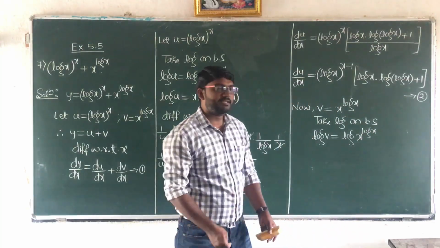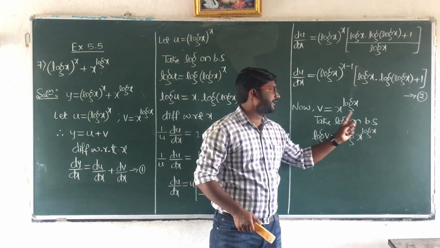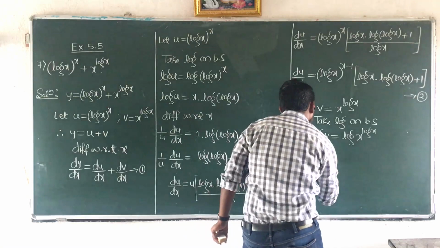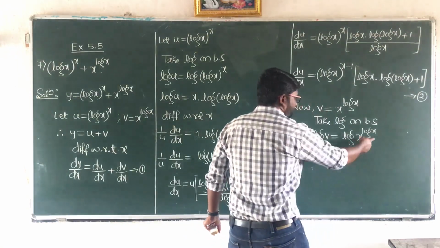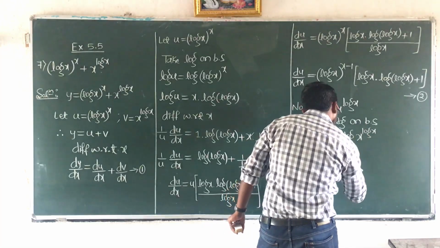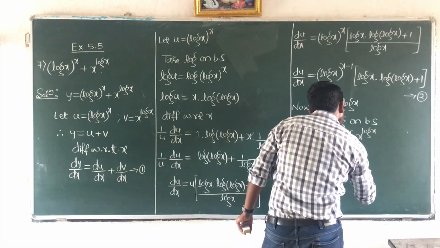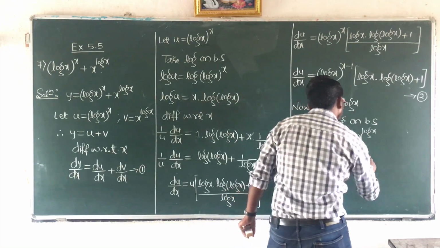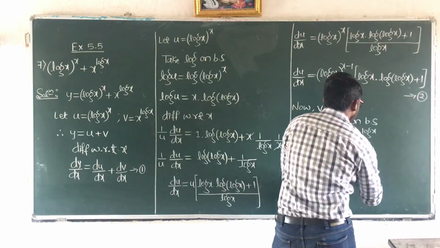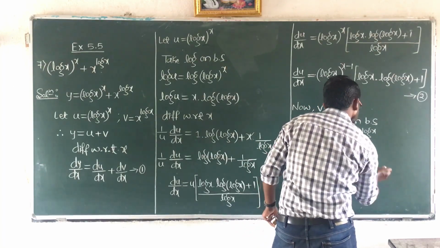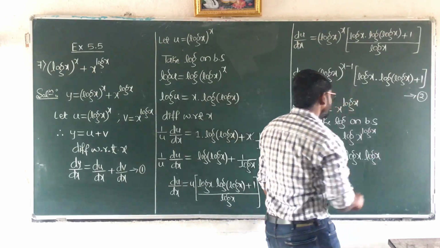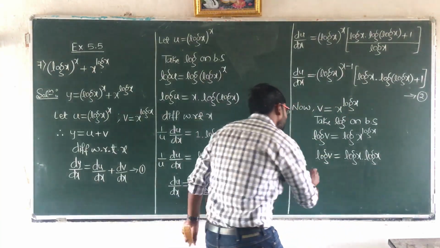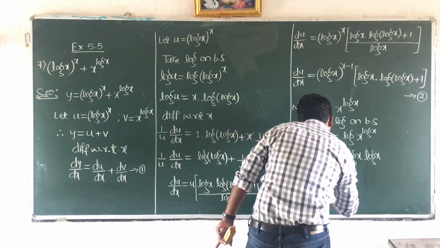So now it is in the form of log x to the power n. It becomes n times log x. So log v, which is equal to, this term comes in the beginning, log x into log x. Now differentiate with respect to x.